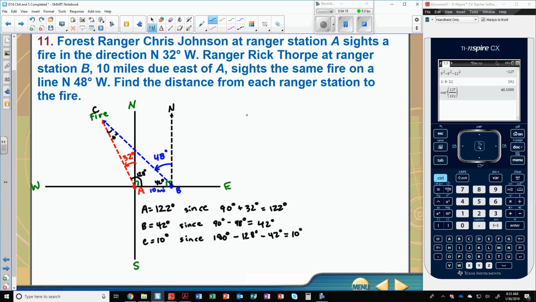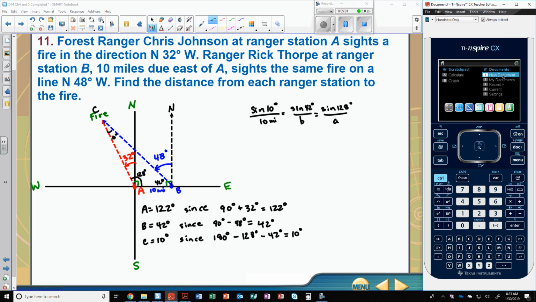So what I'm going to do is say that sine of 10 degrees over this length of 10 miles will equal sine of 42, if I want to find this length here, I use the angle across, which is 42, over this length, since it's across from angle B, would be b, which will also equal sine of 128 over a, since 128 is across from length a.